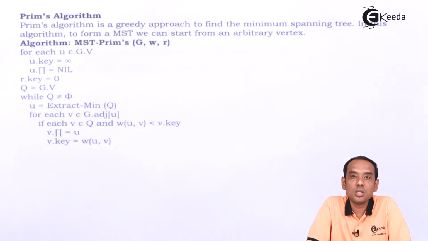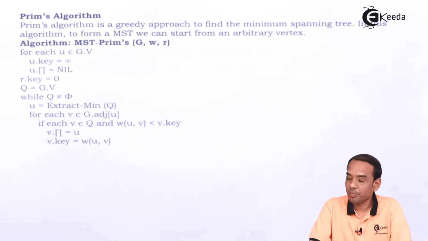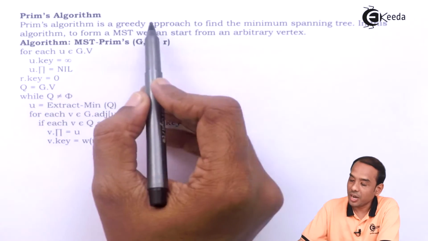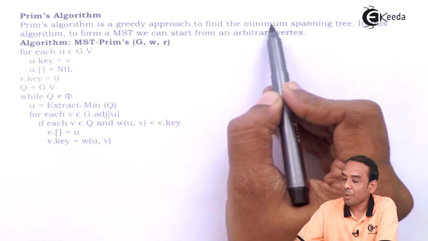The greedy approach is to get the greediness so that we have the minimum set of values. That's why the spanning tree is also called the minimum spanning tree. Let us look at it once again. Prim's algorithm is a greedy approach to find the minimum spanning tree.